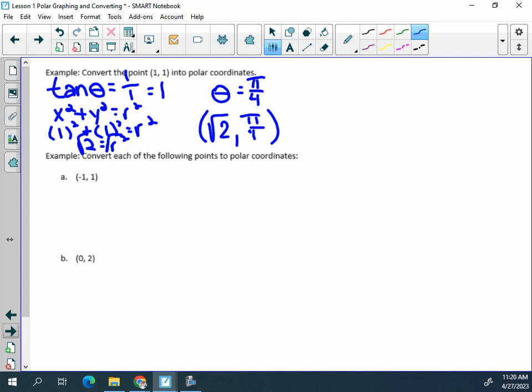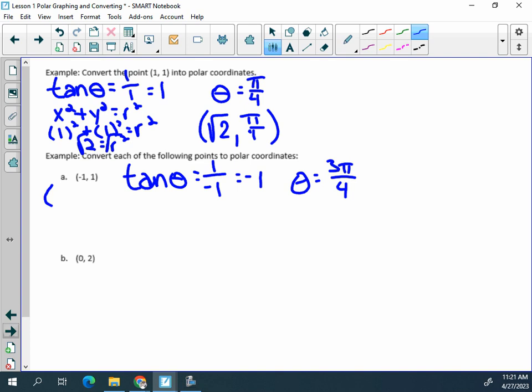All right. Then we're going to convert each of the following again into polar coordinates, so you can pause and try this yourself. So we've got tangent of theta equals y over x, so 1 over negative 1. That's going to get us an answer that's negative 1. So when is your y positive and your x negative? That's in second quadrant. So our angle is going to be 3 pi over 4.